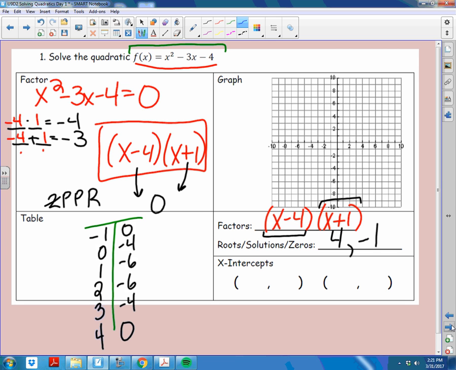Now, what do you notice about these particular points on the table? They're both the x-intercepts. They're where our y value is 0, at -1 and +4. Those are called your solutions. Those are called your roots. Those are called your zeros.